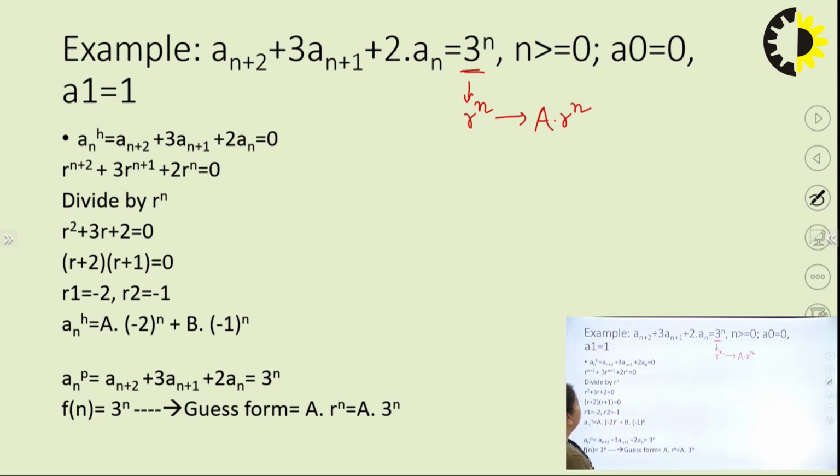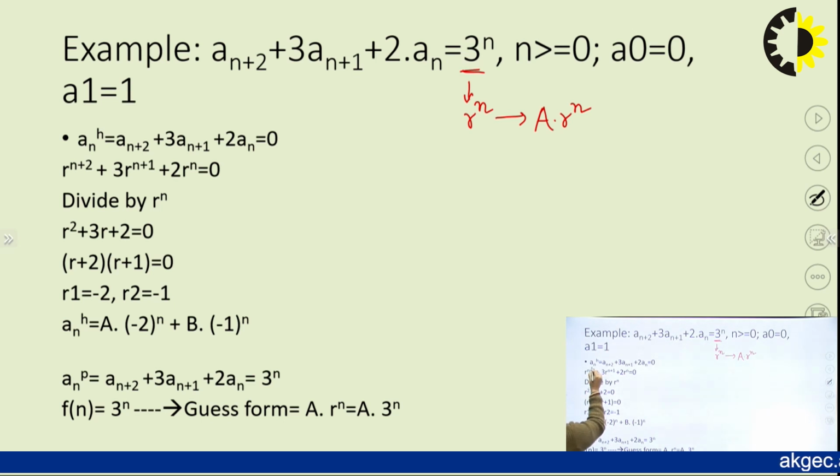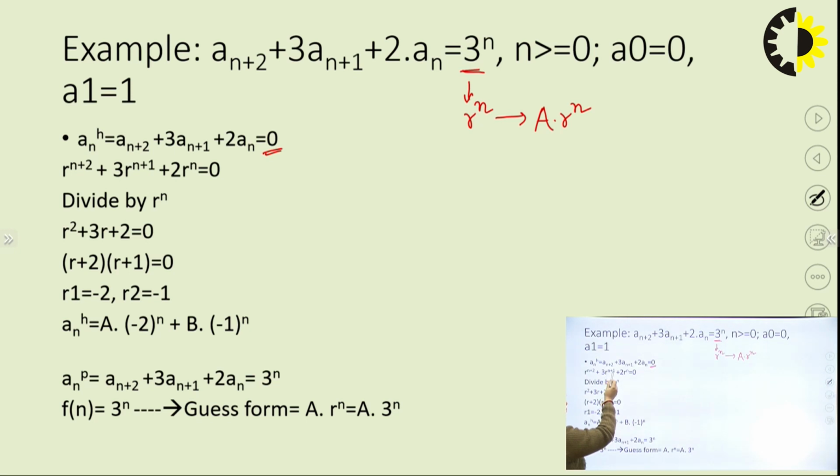So to solve this as a homogeneous equation, this is my homogeneous solution. What we have done is equate the left hand side with 0 to make it homogeneous. So I simply get the equation a(n+2) + 3a(n+1) + 2a(n) = 0. Now I can solve it like we were solving the questions previously. I have just converted this to R format, which means r^(n+2) + 3r^(n+1) + 2r^n = 0.